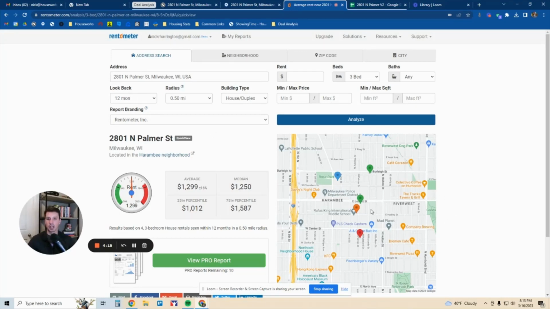in the area. I always like to make sure this radius is wide enough that it's capturing enough rental properties, but it's not too narrow where it's not pulling in enough, and not too wide where you're starting to get rental properties that might not fit exactly what this block or this exact neighborhood pulls in for rents. So here we can see the average and the median rents for this area, the 25th percentile of rents and the 75th percentile of rents.